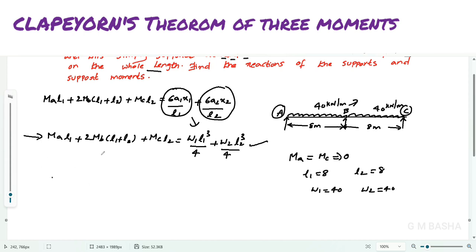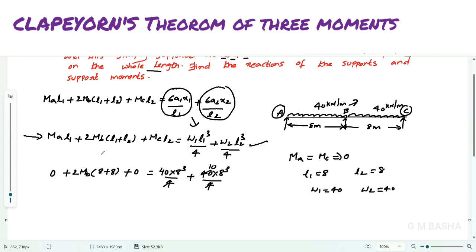Substitute here. MA into L1 is 0 into L1, which means 0, plus 2MB into (L1 plus L2), which is 8 plus 8, plus MC into L2, which is 0. On the right side, W1 which is 40 into the span length 8 cube by 4, plus 40 into 8 cube by 4. Please simplify this.